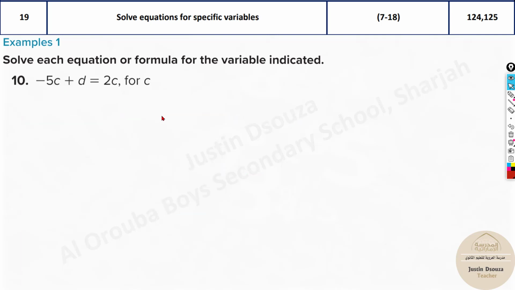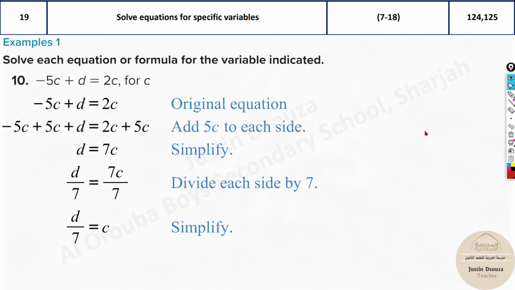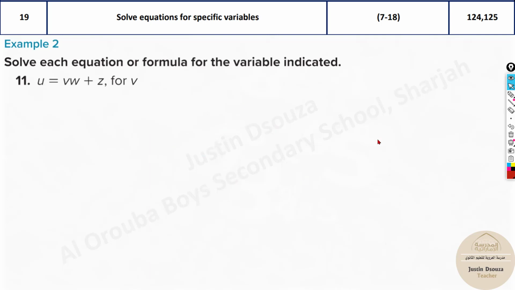It's very easy. You can pause and check the answers. The best way is to solve these by yourselves and then check for the answers. Okay, I'll just do this one over here because there are three variables here. The given question is over here. You need to solve for v.